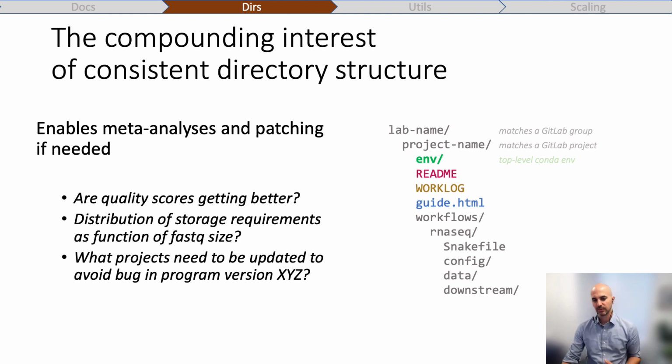What I didn't realize until we had enough of these directories laying around is that you can start to do meta-analyses and look across all of the projects to see if there are trends or if things are changing, or even patch bugs and figure out where those bugs might be. And it's only possible when you have a consistent directory structure.